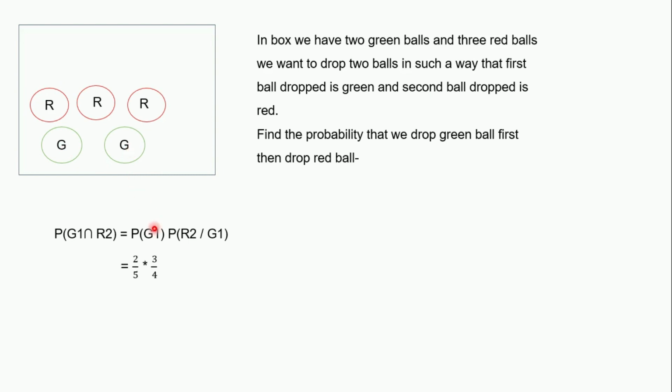And the probability of G1 is what? Here the total green balls are 2 and the size of the entire sample space is 5. That's why we write 2 by 5 into the probability of R2 given that G1 already happened. One ball got dropped, and there are total 3 red balls, and the size of the sample space equals 4, because 1 green ball dropped, so the sample space size got reduced by 1. That's why we write 3 by 4 here.